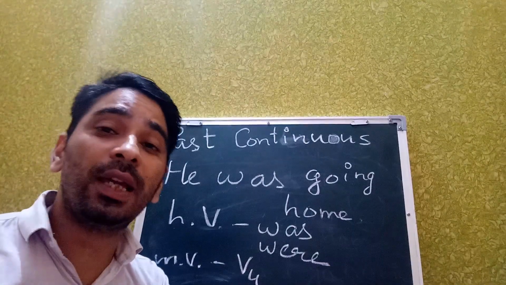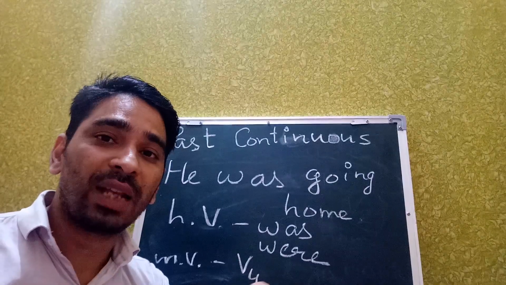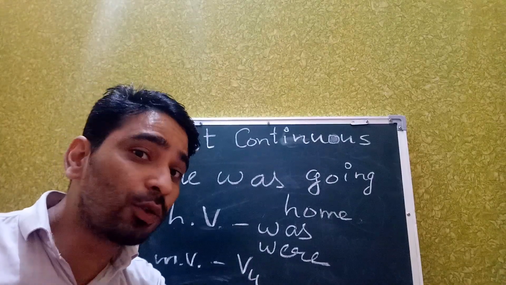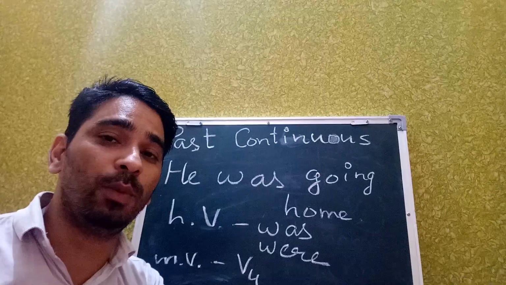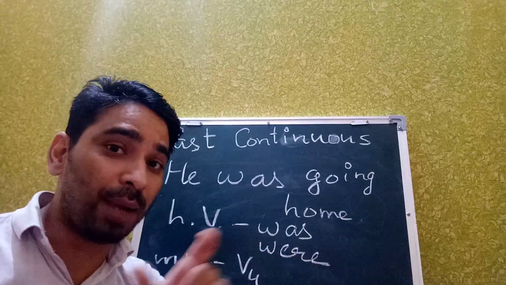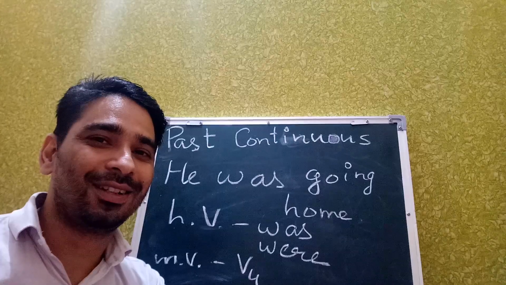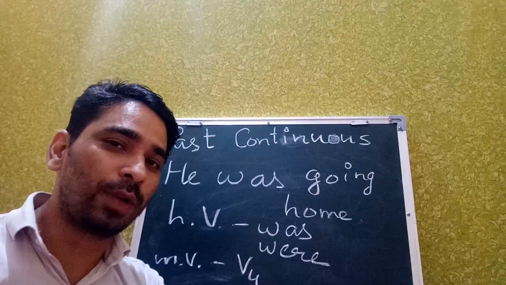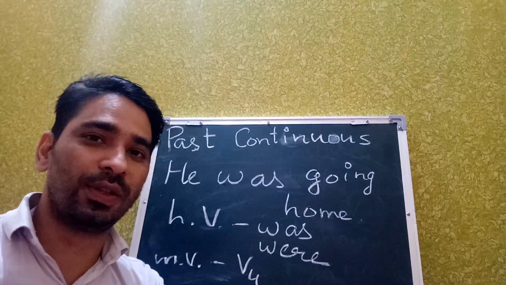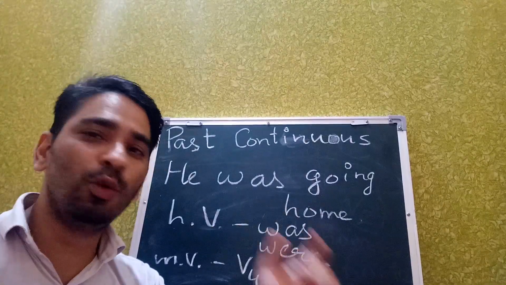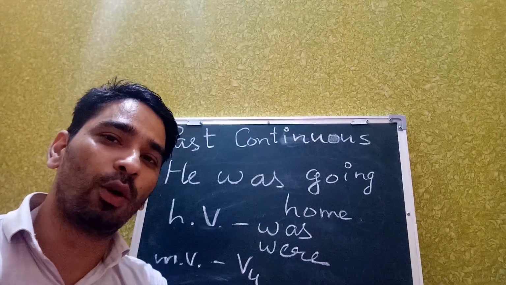I was playing the guitar when he came. I was playing the guitar, past continuous. Something was happening at that moment. When he came, past simple, past indefinite. When he came, I was playing the guitar. That is the difference between the two tenses, past simple and past continuous. So now let us move to past perfect and past perfect continuous.